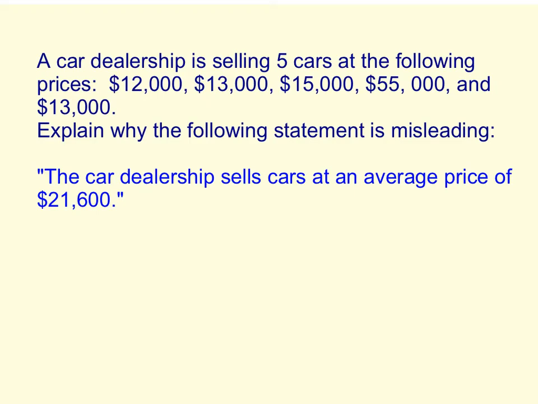Here's our third video on misleading statistics. So let's see what's going on with this one. All right, so a car dealership is selling 5 cars at the following prices. We got a $12,000 car, $13,000, $15,000, $55,000, and $13,000. Explain why the following statement is misleading.